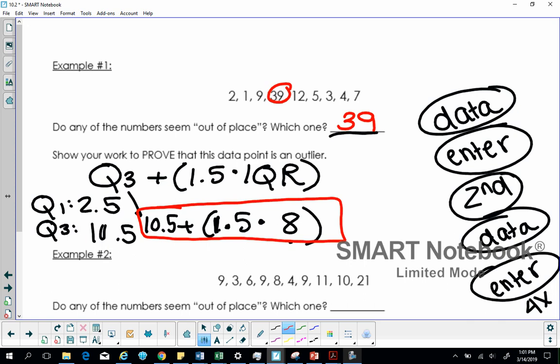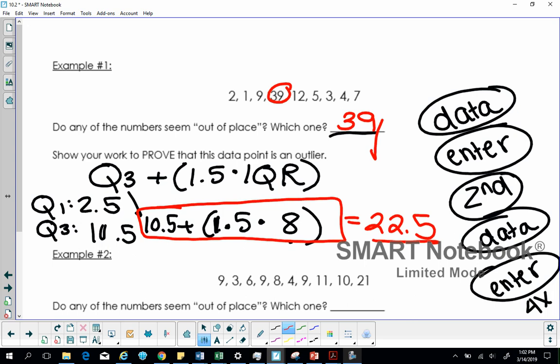22.5, that's what I got. So you just put that right in to look like this, and you get 22.5. Since it's my large outlier, that means anything larger than this number is an outlier. So is 39, that one we thought was an outlier, larger than this number right here? Yes, so this is an outlier because it's larger than this number.